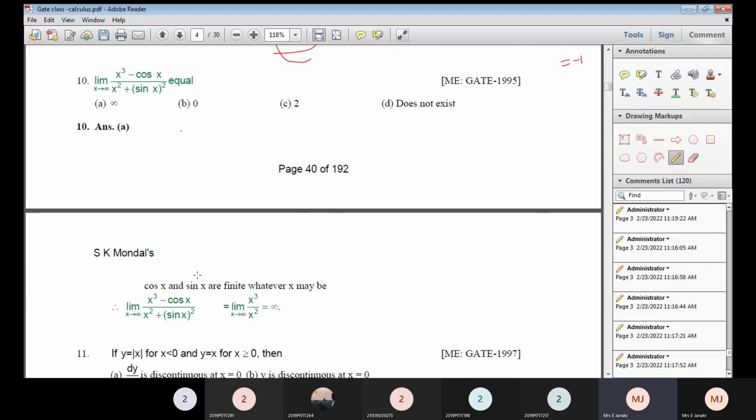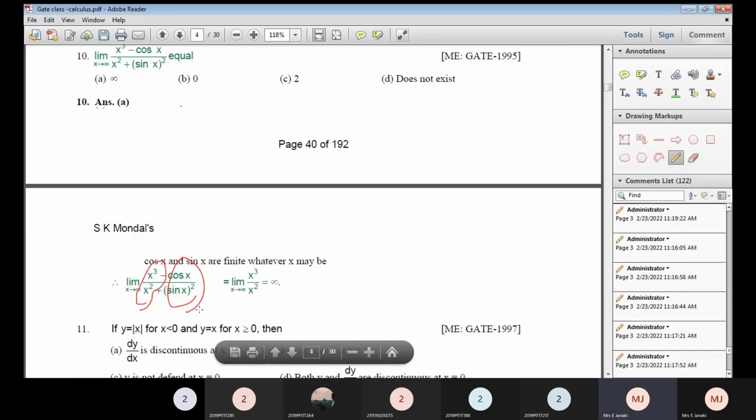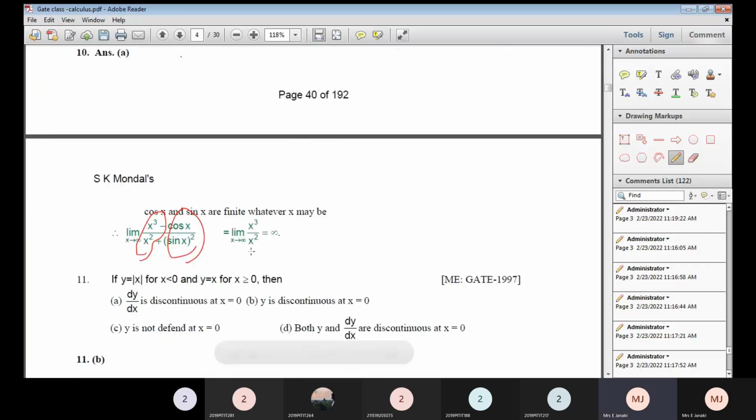Clearly sin x and cos x are finite values, whatever x may be. If you substitute any value, sin x and cos x are finite only. Now consider only the first term, x cube by x square, because the trigonometric terms take only finite values. Whatever values you give x, you get just a finite value. You consider the remaining term only, x cube by x square. What about x cube by x square?